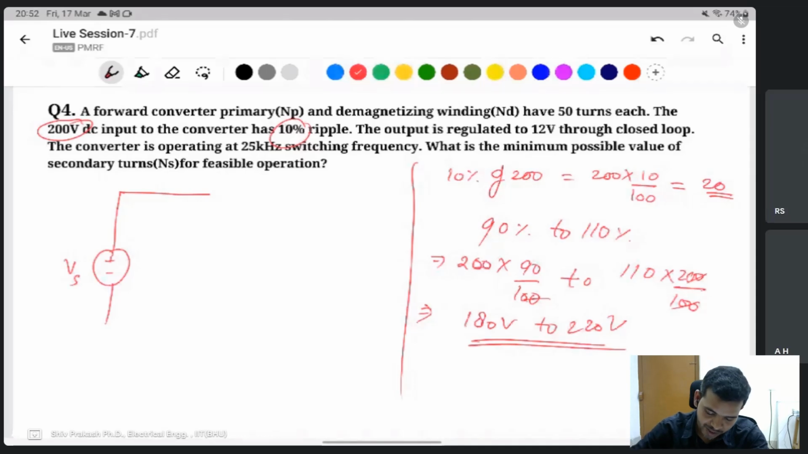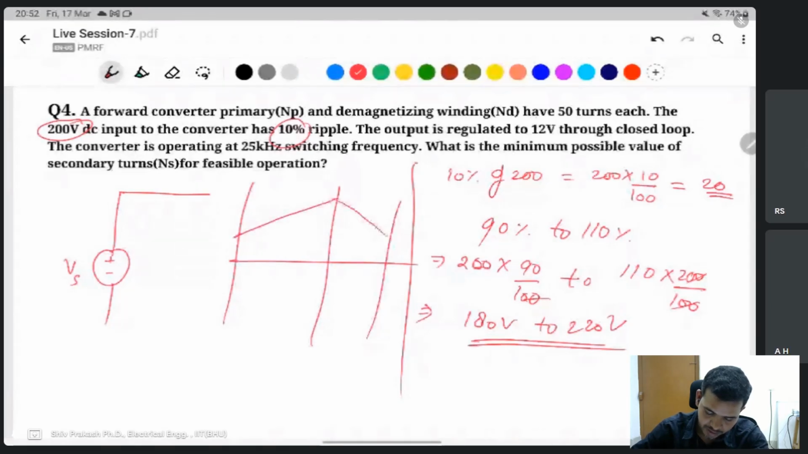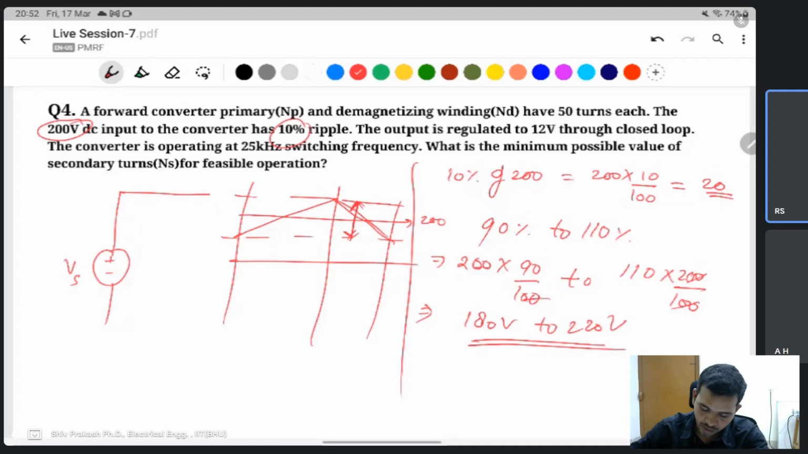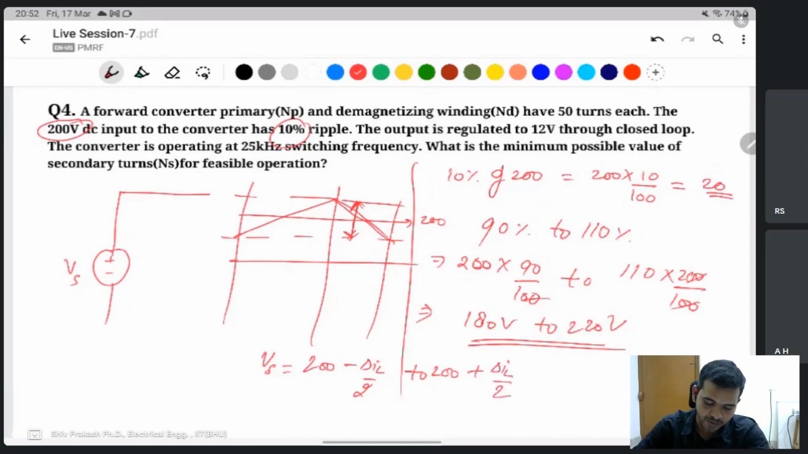Yeah, 10% to hottest value. If you take this one, the average is 200, and this one is totally 10%. You can say the minimum value is 190. 200 into delta L by 200 minus delta L by 2 to 200 plus delta L by 2. I think this one forgot to mention a plus minus 10%.